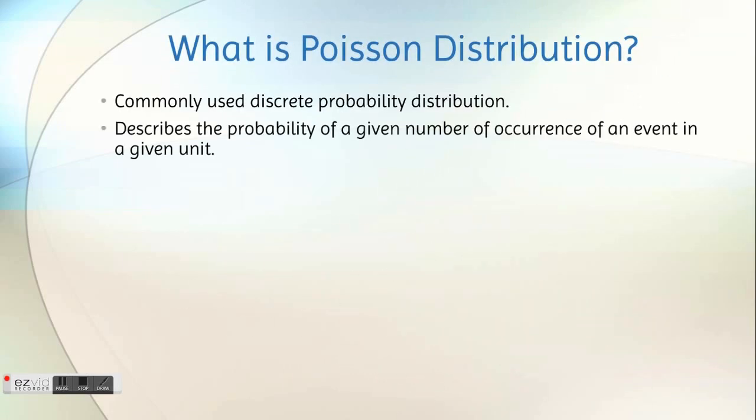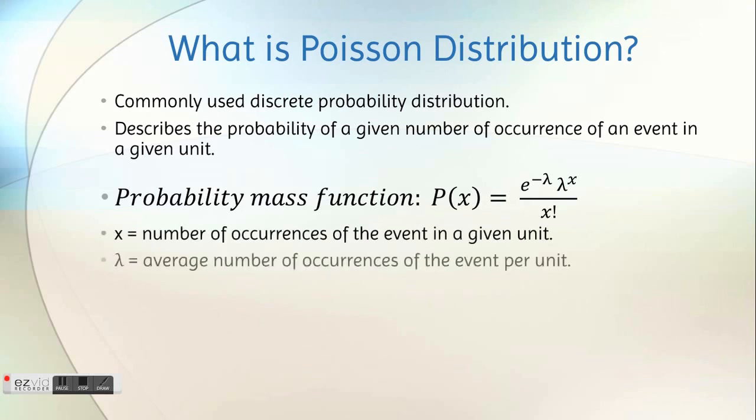Now, what is Poisson distribution? Poisson distribution is one of the commonly used discrete probability distributions. Note the word discrete. So the variable for which we are calculating probability using this distribution cannot have continuous values. It can have only discrete values. To be more precise, it can take non-negative integer values such as 0, 1, 2, 3, 4 and so on.